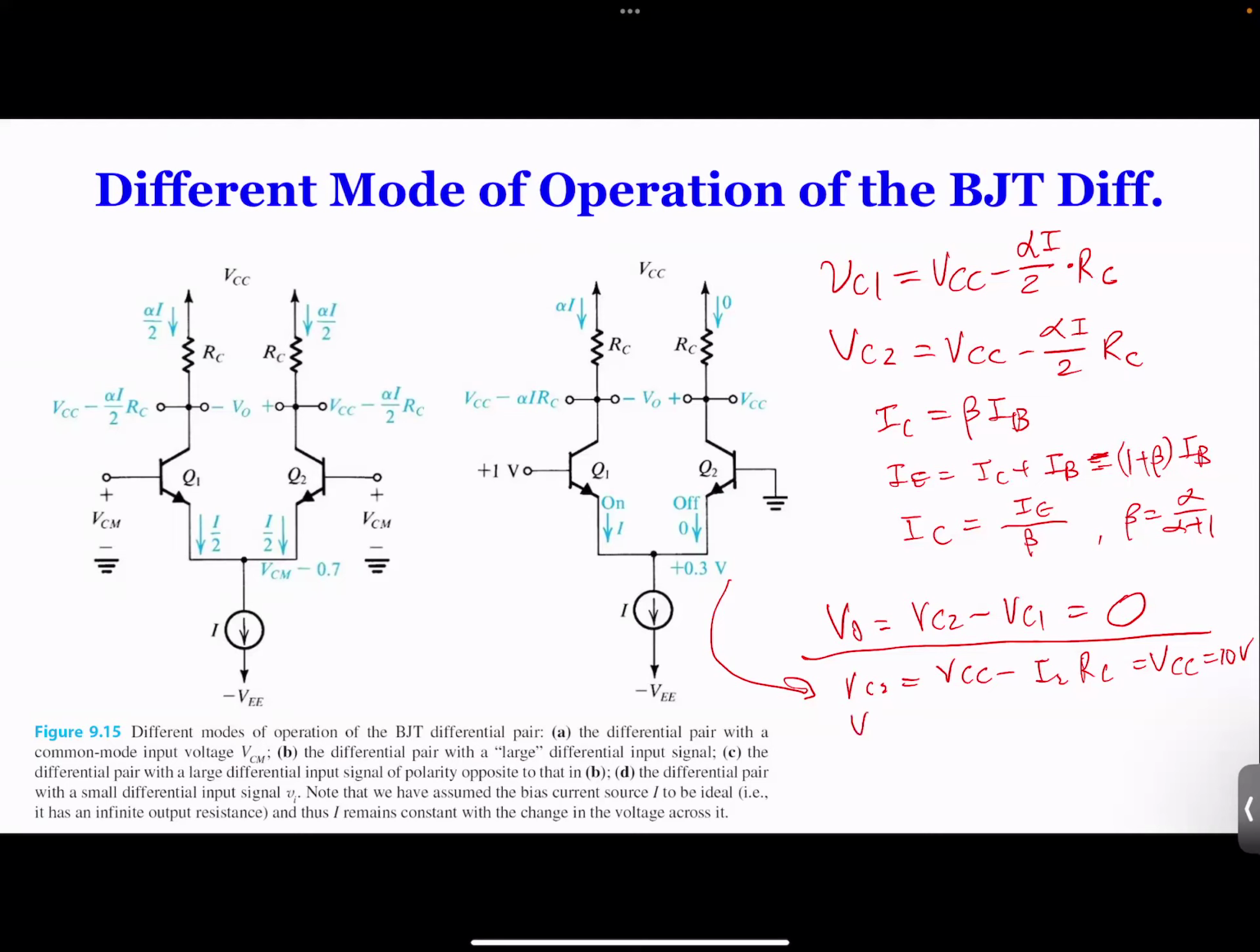And how much is VC1? So VC1 is going to be VCC minus I1 times RC. I don't know the RC value, so I cannot get it. But in any case, your VO is going to be VC2 minus VC1, which in this case is I times RC. So this is your solution.